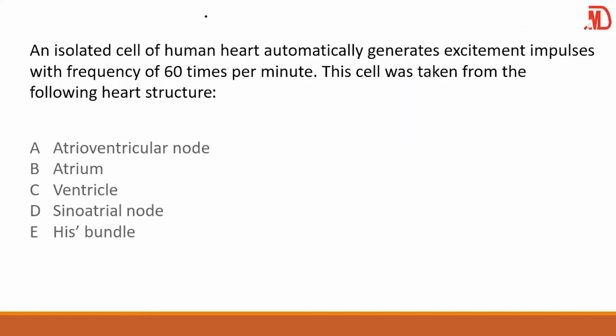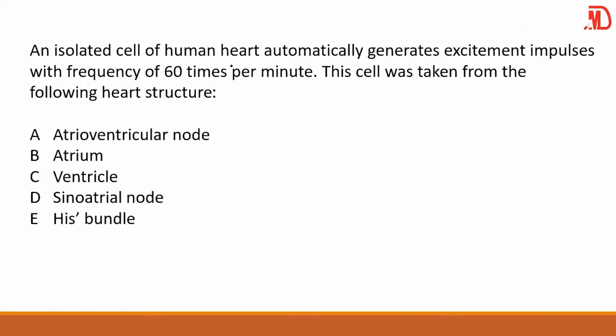Great. An isolated cell of the human heart automatically generates excitement. Again, when we say automatically generate, we are referring to what? SA node, AV node, bundle of His, and then the Purkinje fibers. These are the cells that are capable of exciting themselves automatically or releasing impulses automatically.